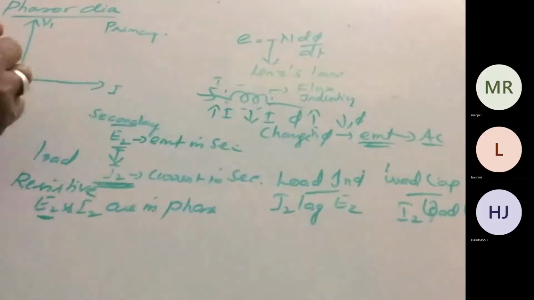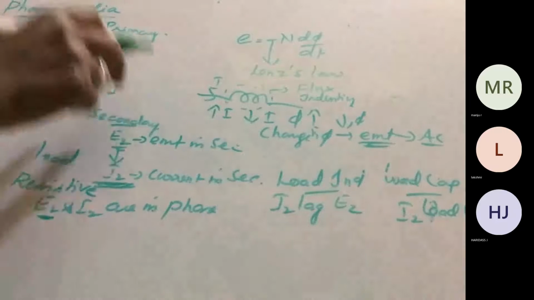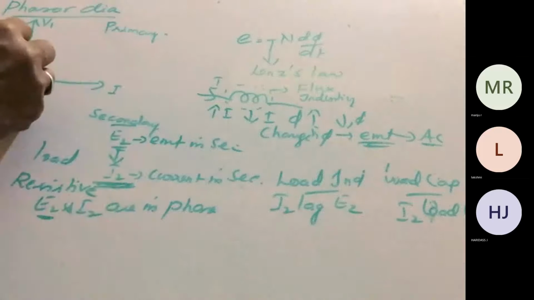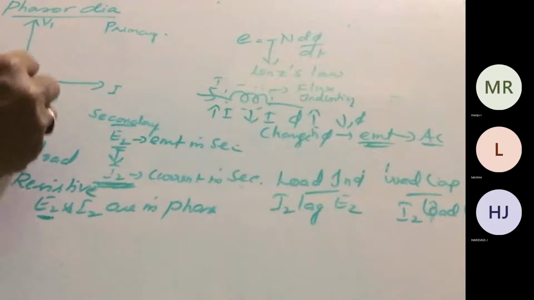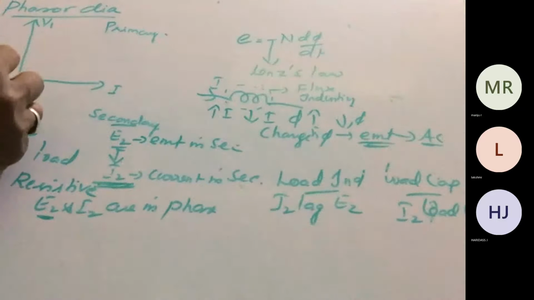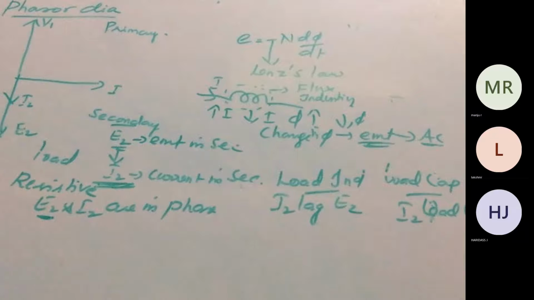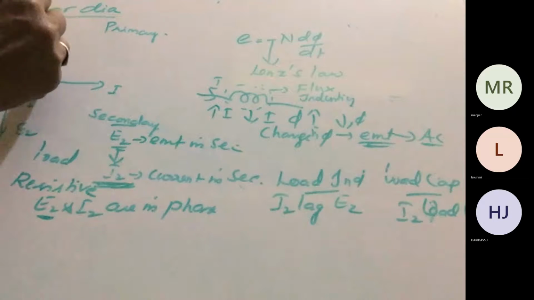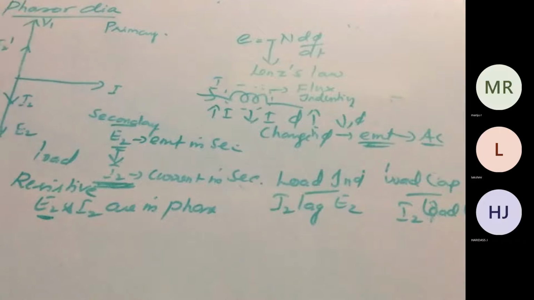For the induced EMF in the secondary winding, you take the downward part for the secondary and draw the induced EMF E2. Then E2 and I2 are in phase, so you take I2 and E2 along the same line. Then you project I2 in the upward direction. That will be I2 dash. What is I2 dash? Actually K into I2.